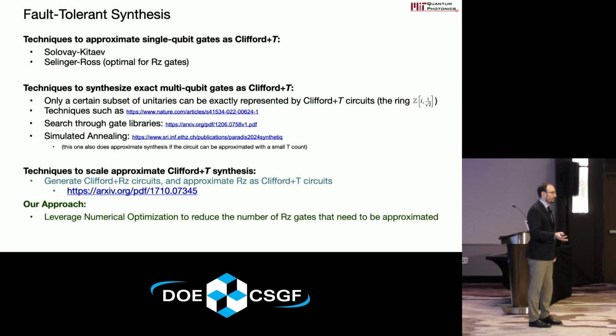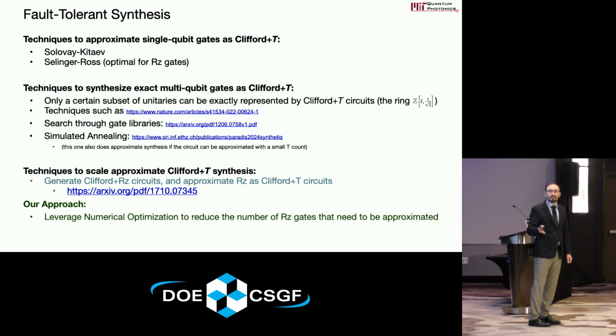So there's a couple different types of fault-tolerant synthesis techniques. There are some that only work on single qubit gates. The Solovay-Kitaev algorithm is the oldest known quantum synthesis algorithm, and it actually can be applied to larger gates, but it doesn't scale very well. So in practice, it's pretty much only ever used for single qubit gate synthesis. A more recent algorithm is the Ross-Selinger algorithm, which is known to give you optimal approximations of any RZ gate, which is a type of single qubit gate.